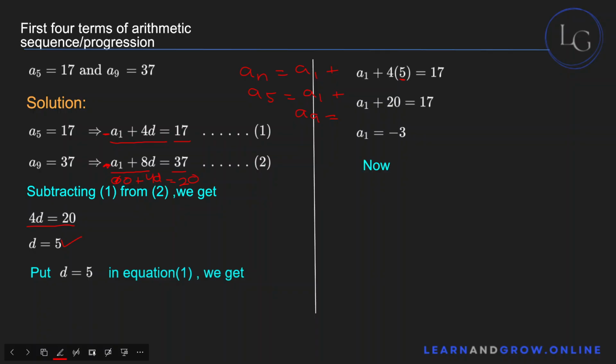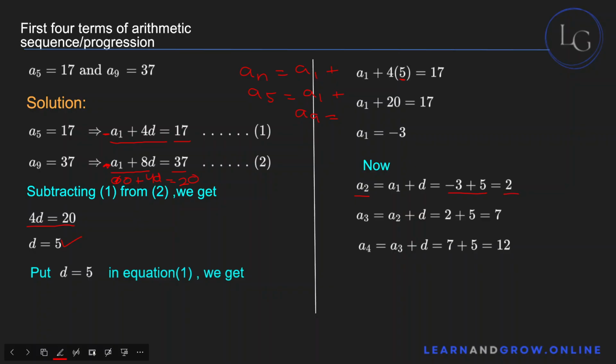Now that we have this value of a1, we can simply find the value of a2 because it is the consecutive term after a1. So a2 is equal to a1 plus d, which is equal to minus 3 plus 5, and that's equal to 2. And we'll have the same procedure for a3 and a4. So that's how you find the first four consecutive terms for this particular example.